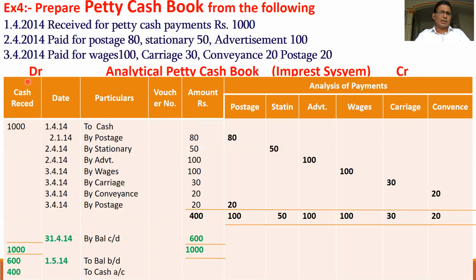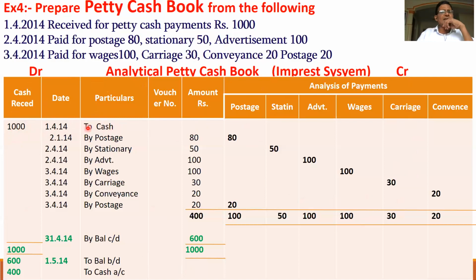Simply, first you see this portion: cash received, date, particulars, voucher number, amount. This portion is important. The other portion is only for analysis of payments, you need not worry about it. Simply see: on 1/4/2014 received petty cash of 1000 from the head cashier, this is the debit side. So 1000 received, balance 1000.